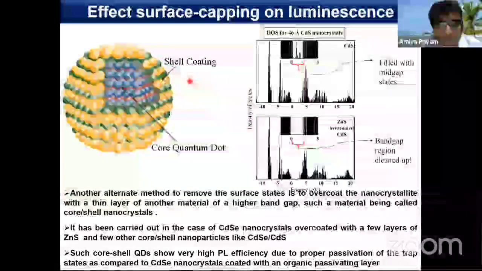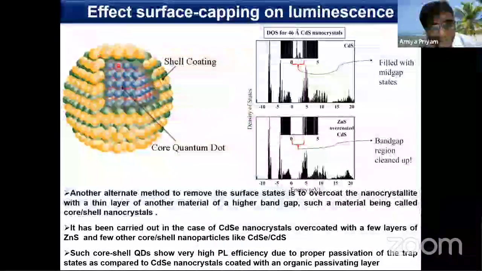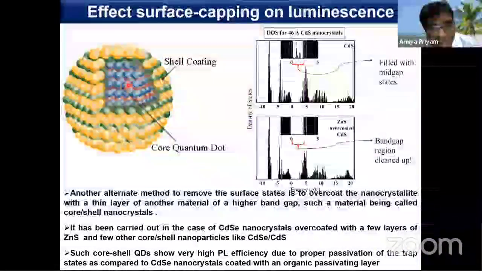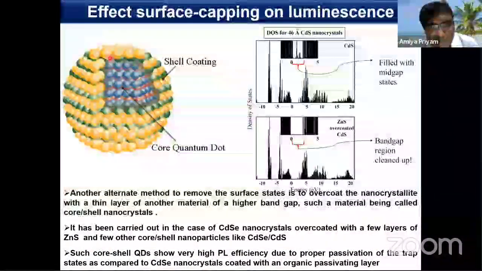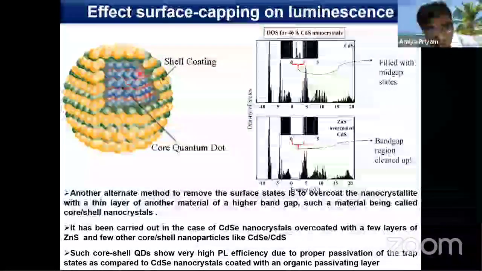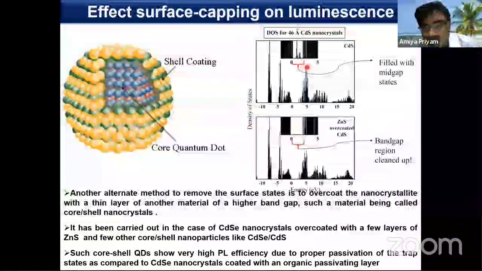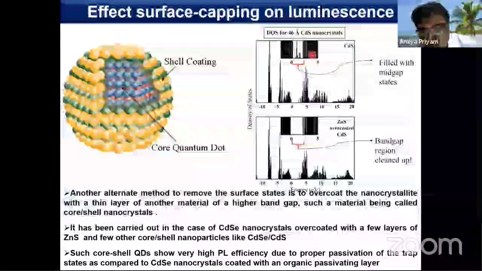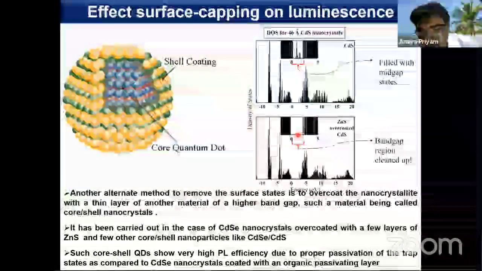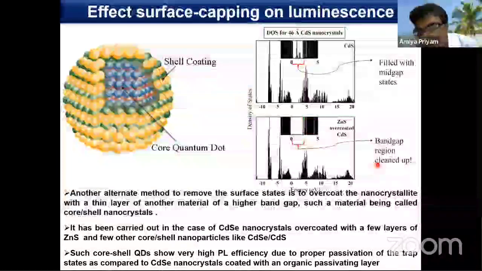There's another approach by which we give a coat of a higher band gap material on the top, a few layers. So inside is CdSe, cadmium and selenide atoms, and on the top zinc sulfide is there. Once you do that, you also satisfy the unsatisfied coordinations, and in this way the trap states are removed. That is a typical work. Here are the valence band, conduction band, and these are the trap states, and once you overcoat them with a higher band gap material, these trap states are removed completely. So this is a very good way of doing this.